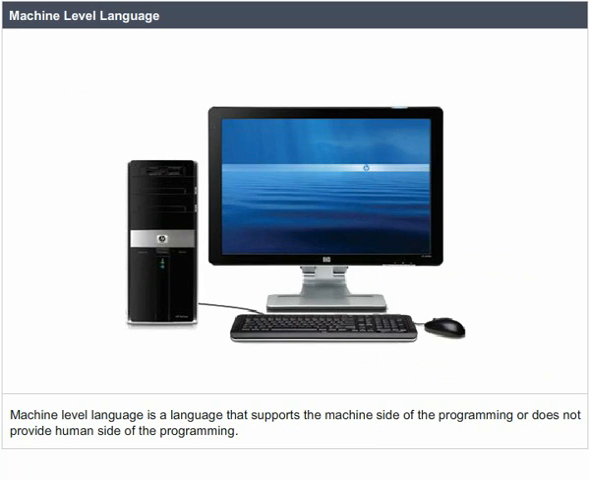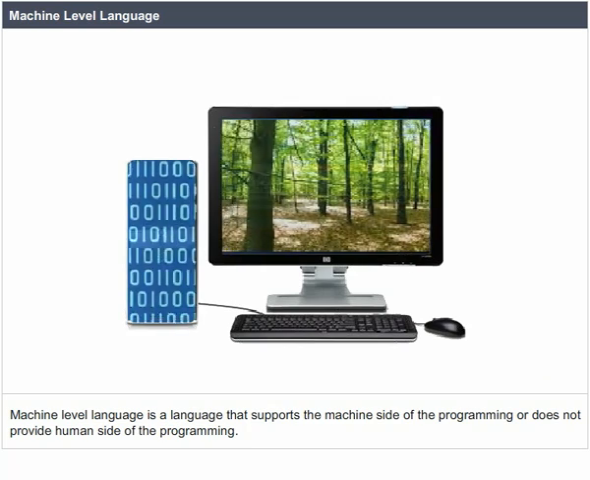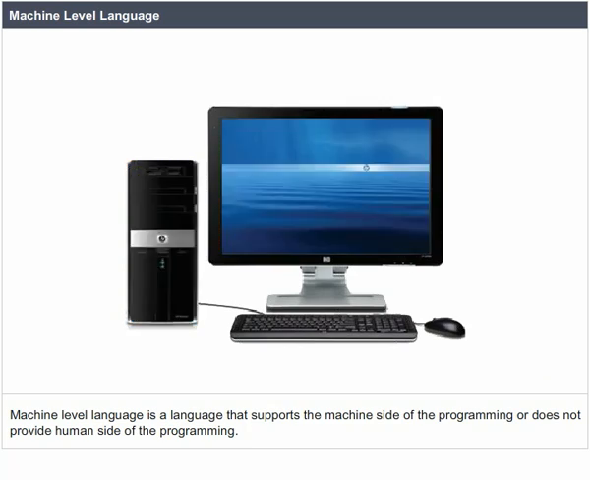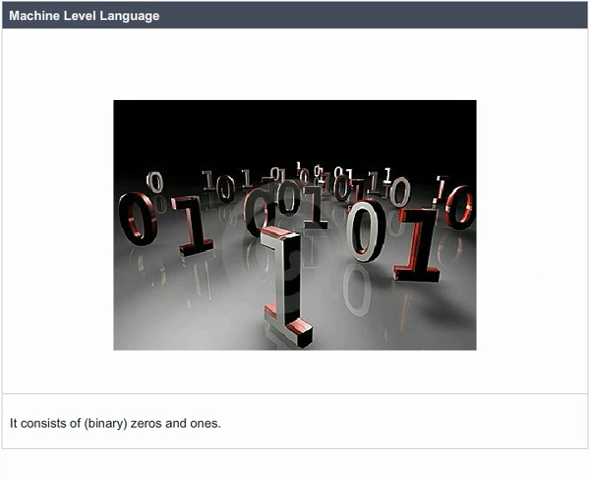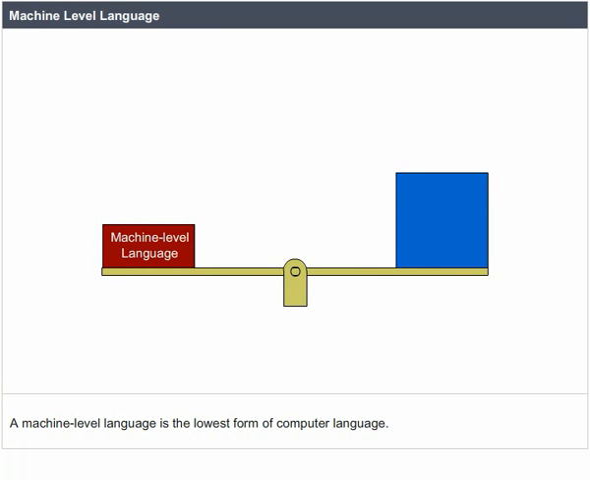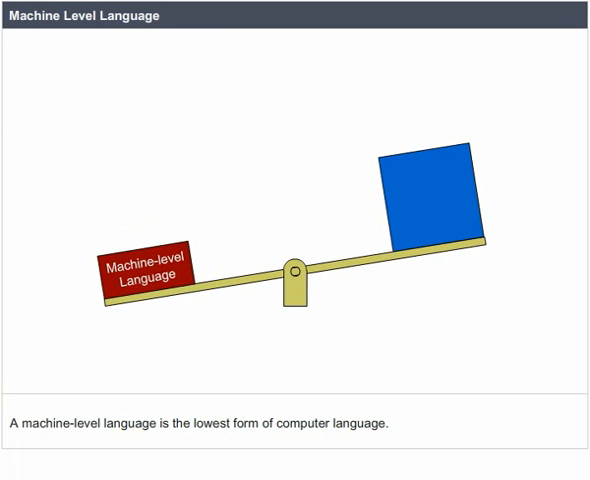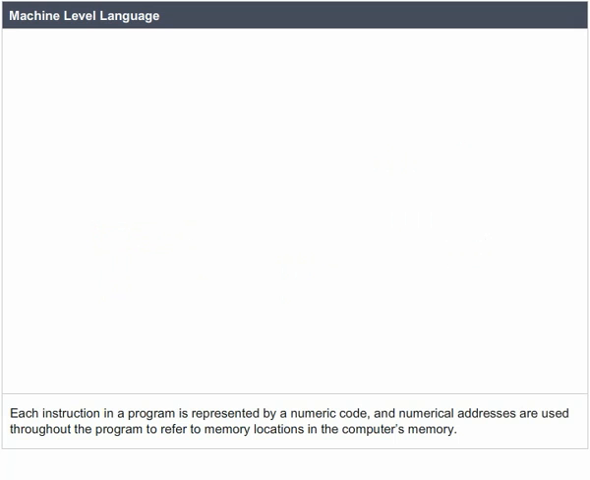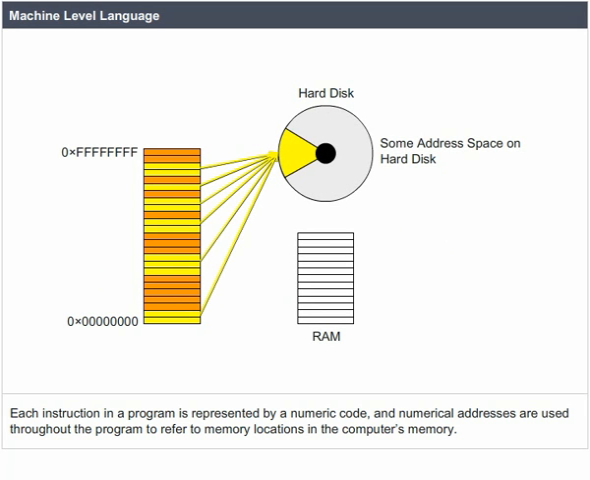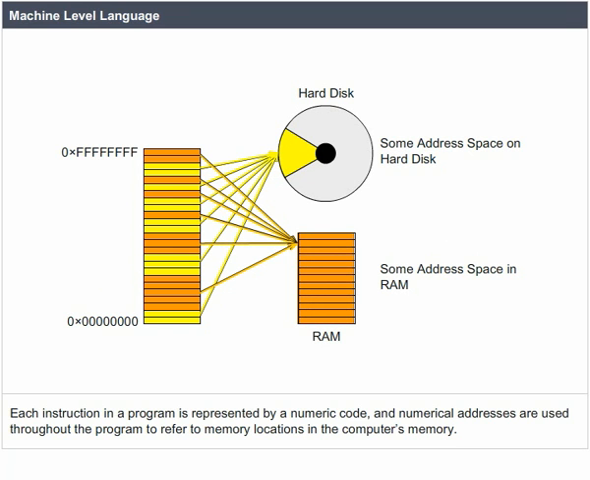Machine-level language is a language that supports the machine side of the programming or does not provide the human side of the programming. It consists of binary zeros and ones. A machine-level language is the lowest form of computer language. Each instruction in a program is represented by a numeric code, and numerical addresses are used throughout the program to refer to memory locations in the computer's memory.